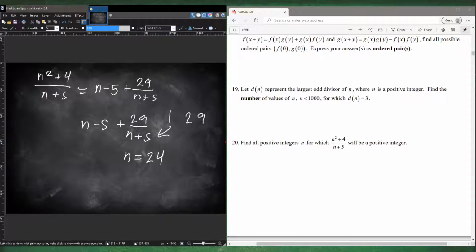And this cannot be 1. n plus 5 cannot equal 1 because then n equals negative 4. It's not possible because it's supposed to be positive. But 29 is possible. 29 minus 5 is 24. And 24 is your only answer for 20. And that's how you find number 20.